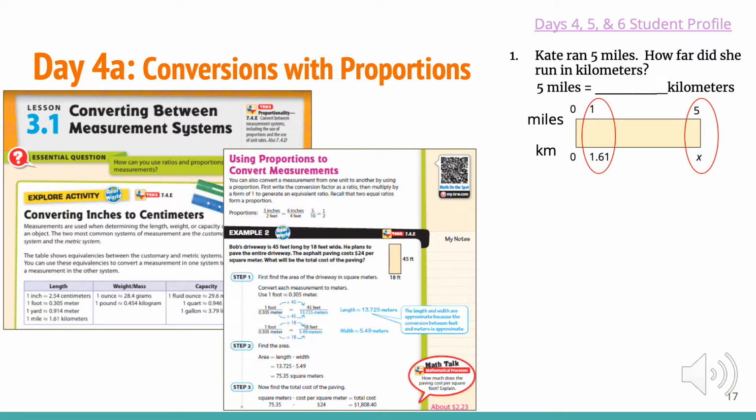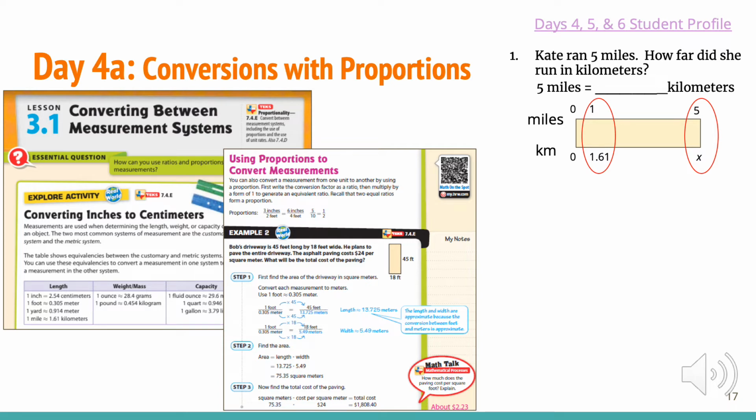Using our unit rate from the formula chart, 1 mile is the same as 1.61 kilometers. So when looking at what is 5 miles, instead of building the ratio table from 1, 2, 3, 4, 5, we're just going to go straight from 1 to 5. Now our missing value is x, what is 5 miles equivalent to in kilometers.